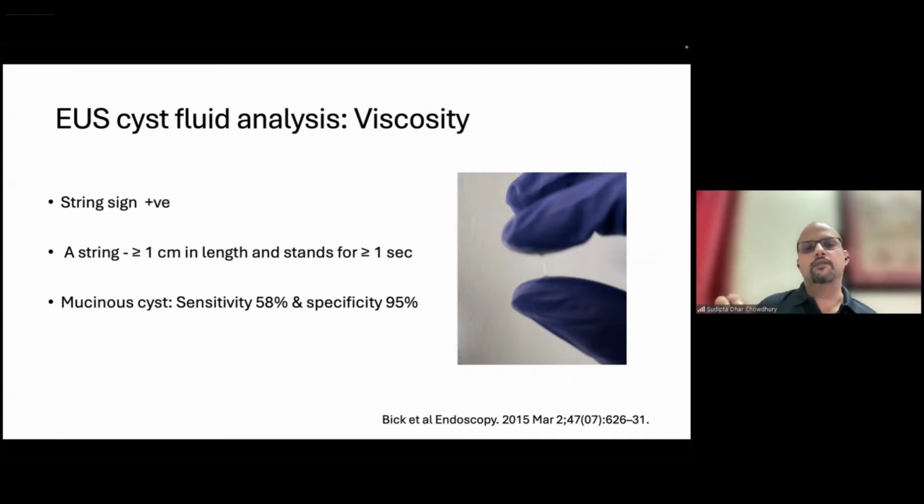Now, if you see a string of more than 1 centimeter in length, which stands for more than 1 second, then this is a positive string test. The sensitivity of this to identify mucinous lesions is 58%, but the specificity is 95%. So this is a very specific test to identify a viscous aspirate and diagnose a mucinous cystic lesion.